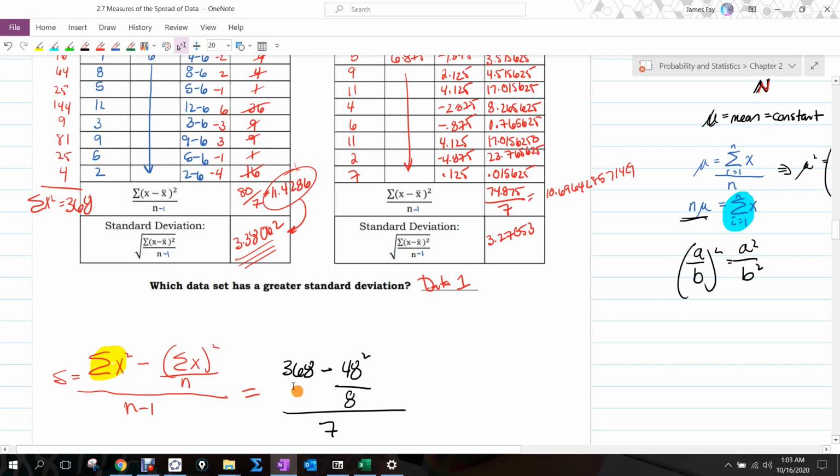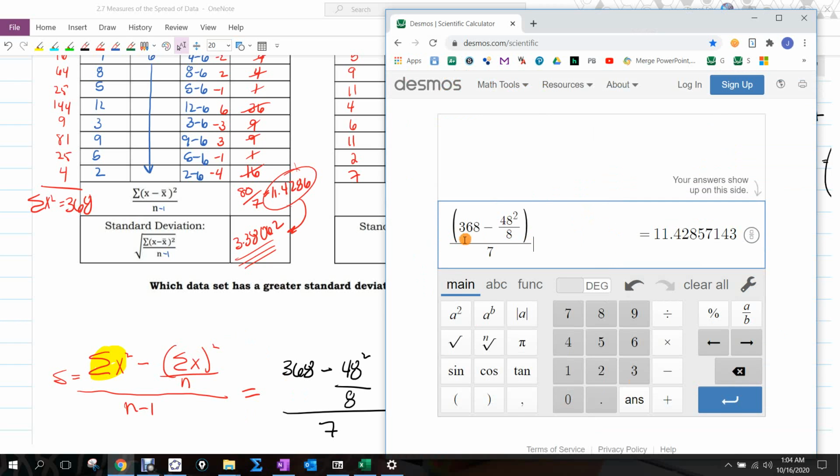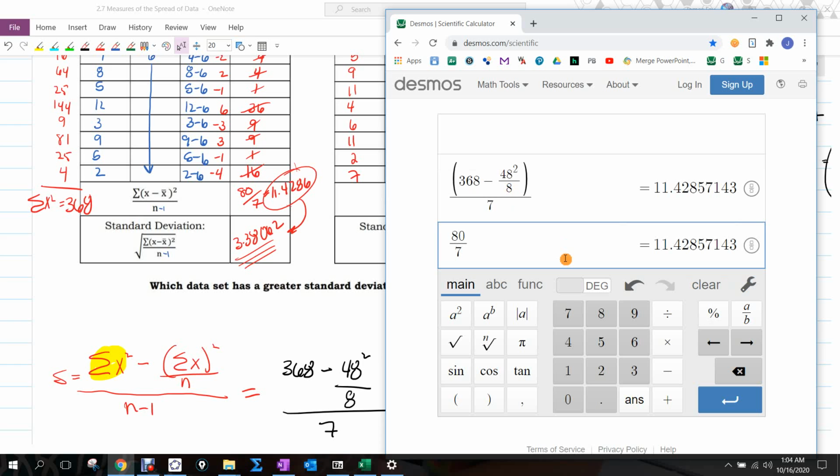So I'm going to go to Desmos and type that stuff in. Okay, so you can see here that when I type that stuff into Desmos, the 368 minus 48 squared, you can also evaluate 48 squared and type that in instead if you want to. Divided by n, and then over n minus 1 gives me 11.42857143, which you can see is really the same thing that I got up here. Let's see if I go 80 divided by 7. You see that 80 divided by 7 using the previous formula got me the same thing.